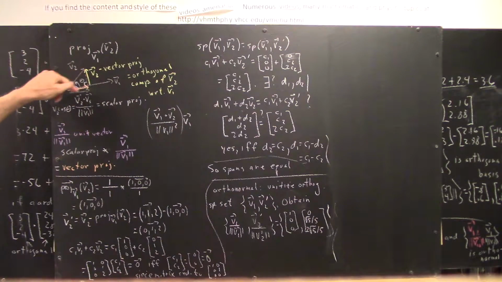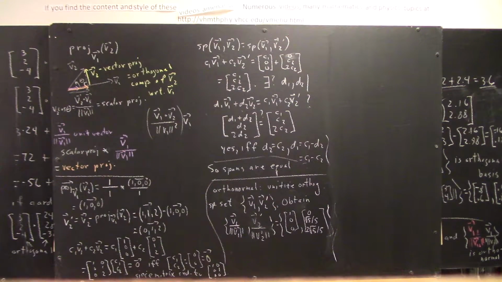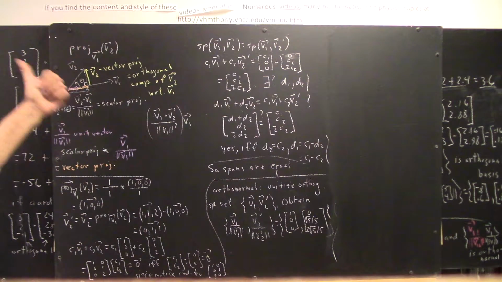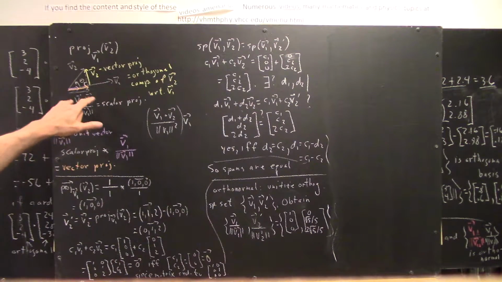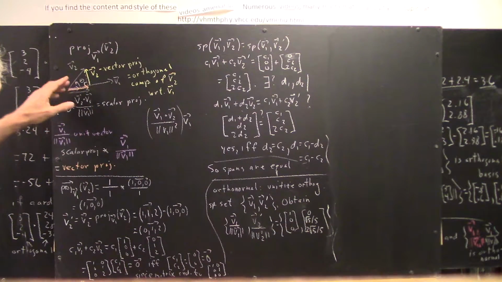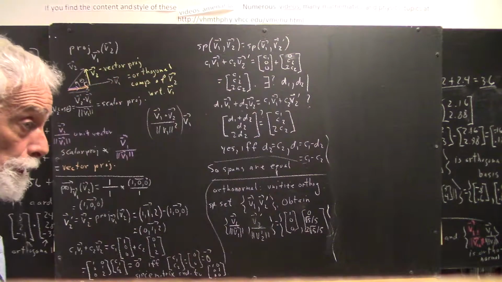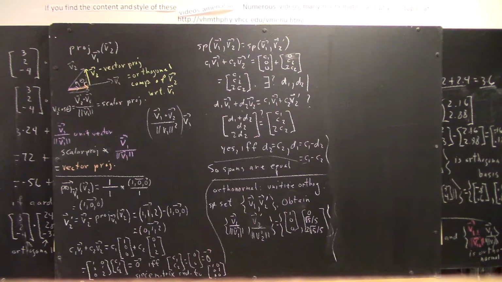Well, we have a right triangle here. If this angle is theta, then the length of this side is called our scalar projection. Now, I say the length of this side. If V2 is in this direction, the scalar projection is going to be negative. So it's not really the length of the side, but the signed length of the side. In this case, though, the projection is going to be positive because V2 projects onto the positive V1 direction. If V2 is back this way, it would project to the negative V1 direction.